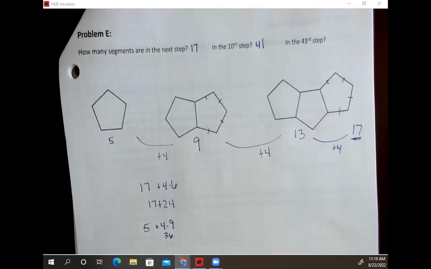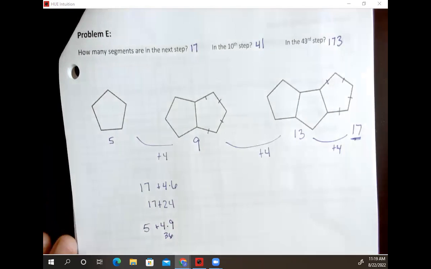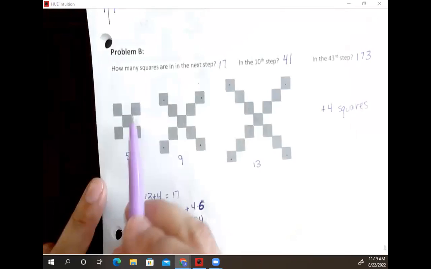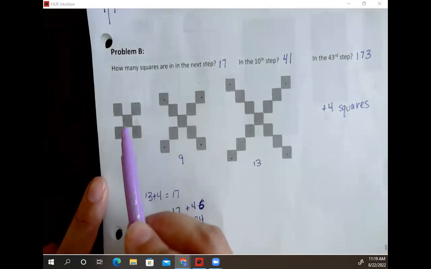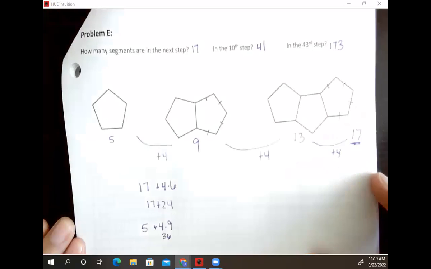How about for the 43rd step? What would I have? Yeah, 173. Do these values look familiar? They should. I'll come back here in just a second. But this is the same as problem B. Now, the picture is completely different. We were looking at arrangements of blocks in problem B, but we still started with 5 things and added 4 things each time. That's the same pattern. So it should make sense. I got the same values here.